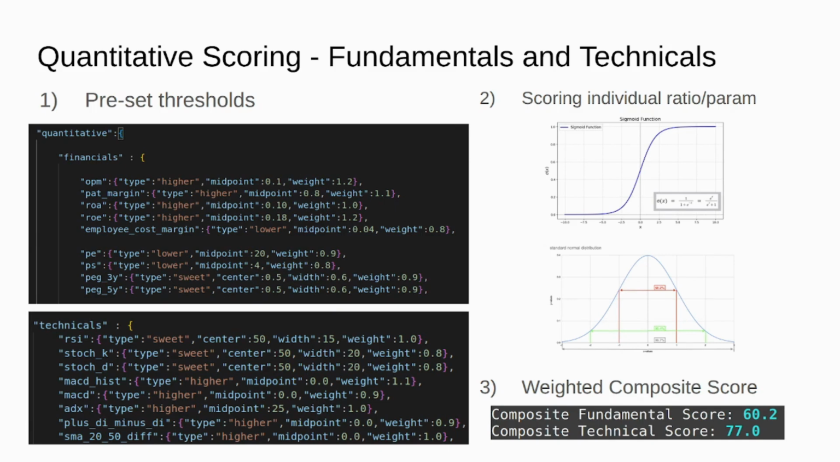For ratios like P/E, which we want to be low, we set the type equal to lower, which means that instead of a sigmoid curve, we use an inverse sigmoid curve.